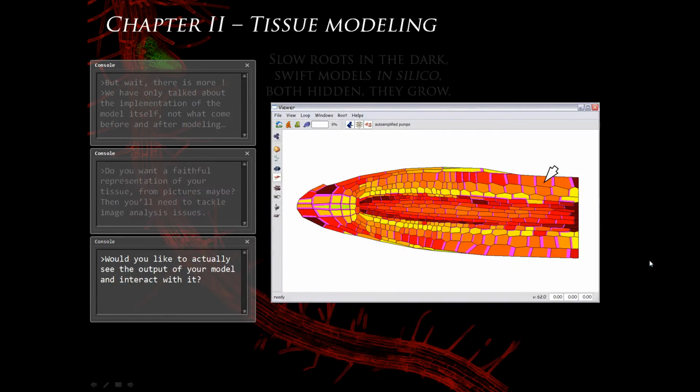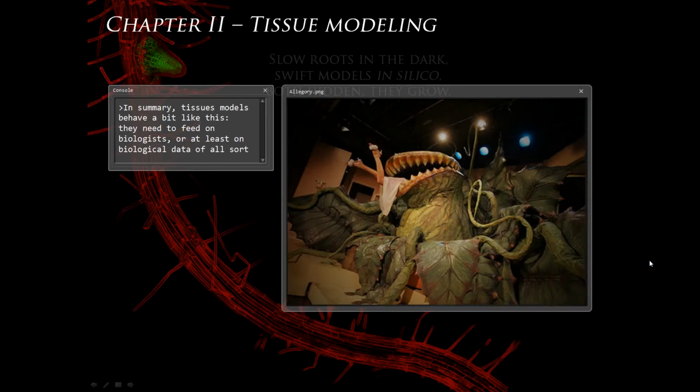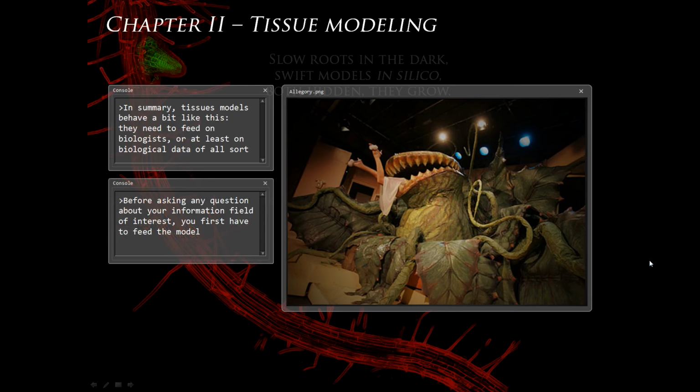Or maybe you would like to actually see the output of your model and interact with it, being able to click on it and change its properties on the fly. Well, I guess then you have to work on the visualization and graphical user interface issues, which are also a very tricky and time-consuming topic. So, in summary, tissue models behave a bit like this. They need to feed on biologists, or at least on biological data of all sorts. And before asking any question about your field of interest, you first have to feed the model.